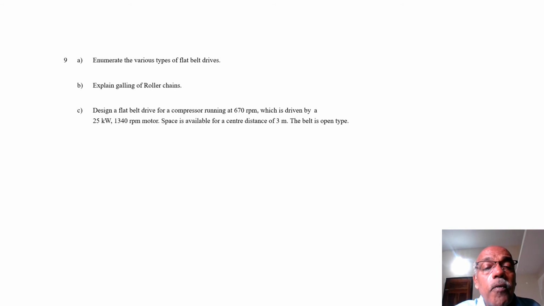Enumerate the various types of flat belt drive. I am not explaining that. Belt drive I have already gone through. So belt design, the various designs, you have to remember and write. Roller chain.